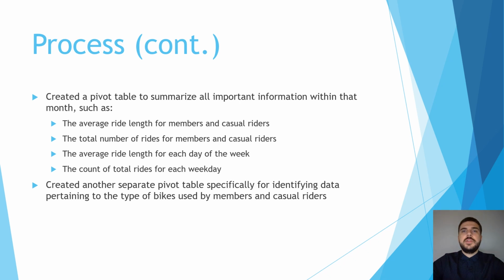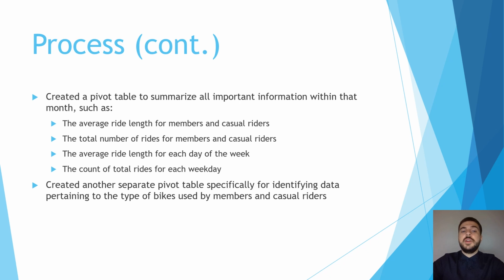Once I finished adding those 2 new columns to all 12 of the spreadsheets, I created a pivot table for each month to summarize all important information within that month, such as the average ride length for members and casual riders, the total number of rides for members and casual riders, the average ride length for each day of the week, and the count of total rides for each weekday.